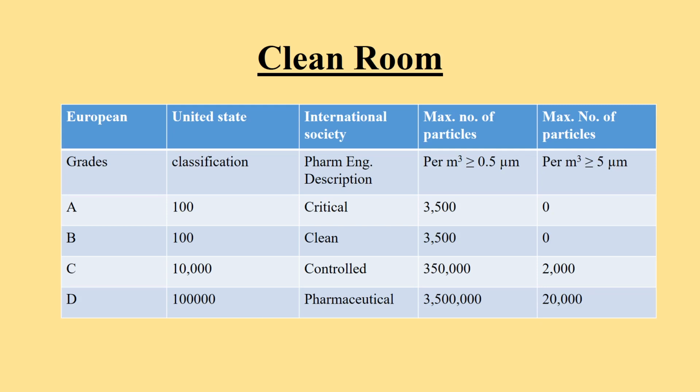Next is the maximum number of particles of size greater than or equal to 5 micrometer, which will not be allowed in grade A and grade B, and for grade C it is 2000, and for grade D it is 20,000.